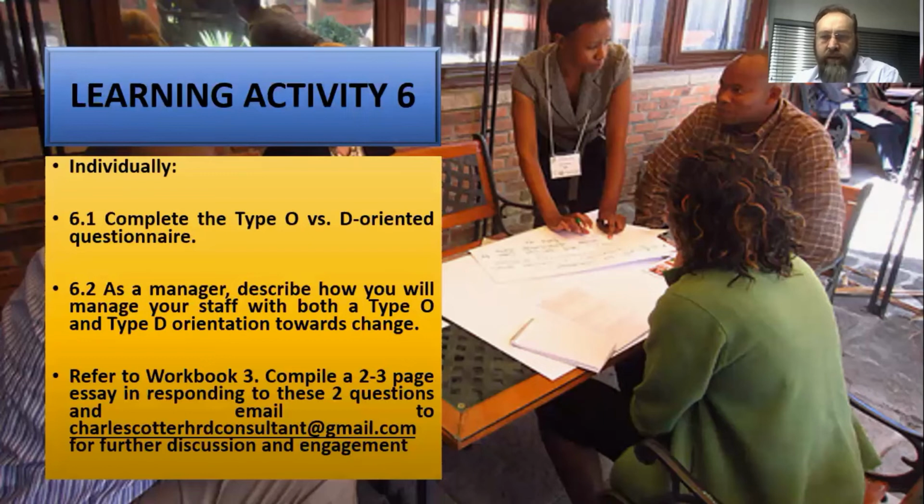And again, I wouldn't expect more than a 2 to 3 page essay in which you just give an indication, a synopsis of the range within your team, be it type O, type D, high or moderate, and then of course an indication of how you will manage almost this cross-section. You're likely to find statistically that you'll have a good balance within your team. How would you then manage?